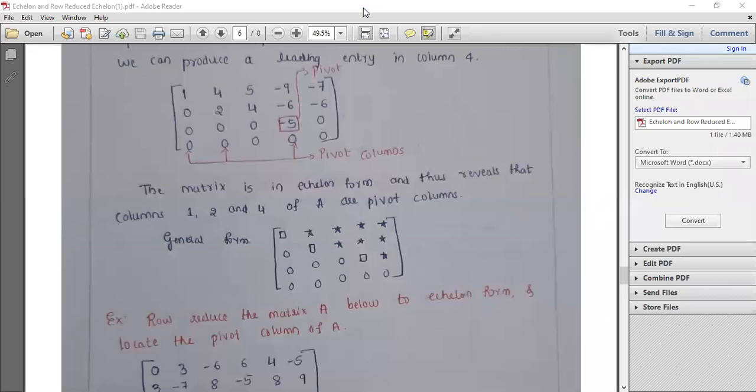Ma'am, pivot does not depend on the column, it's just a leading element? Yes, it's a leading element in each column, and the column which has the leading element is called the pivot column. So are all columns pivot columns? No, not all columns are pivot columns. Wherever the pivot elements are there, that is only the pivot column. So in the example here it will be 1, 2 and 4, ma'am?